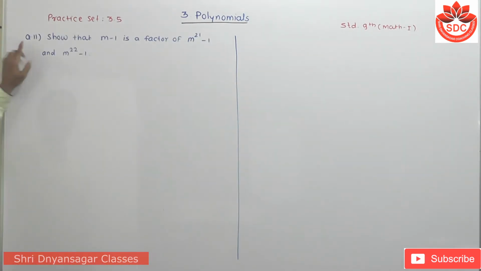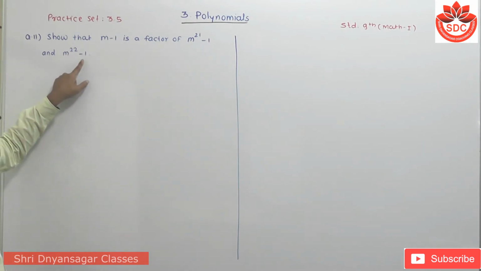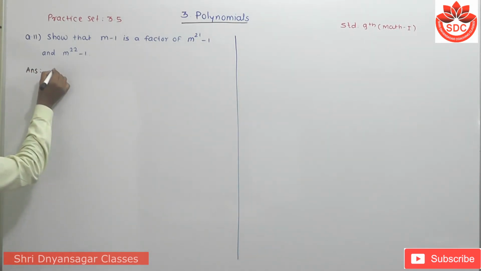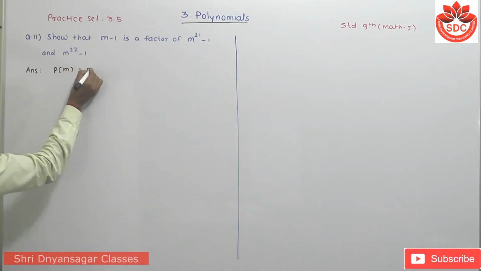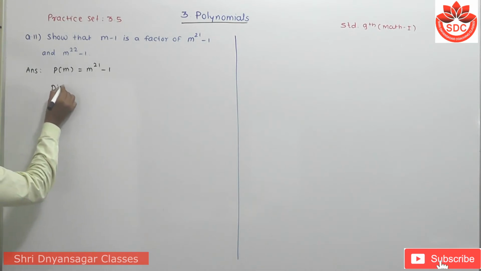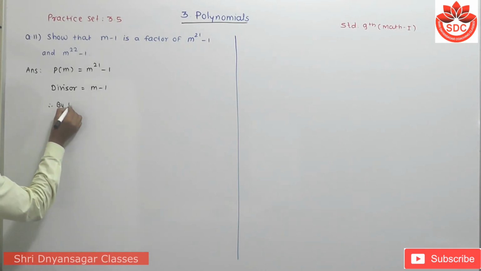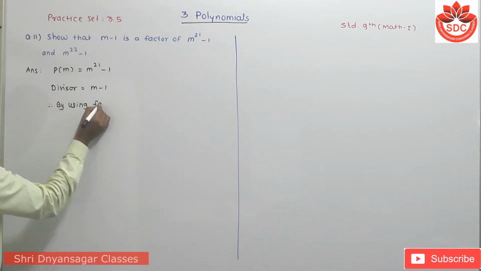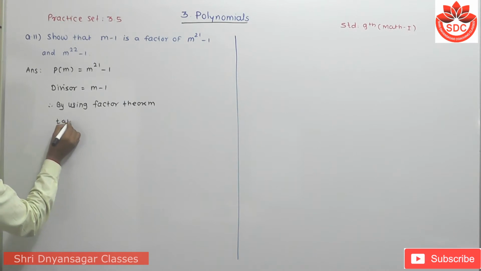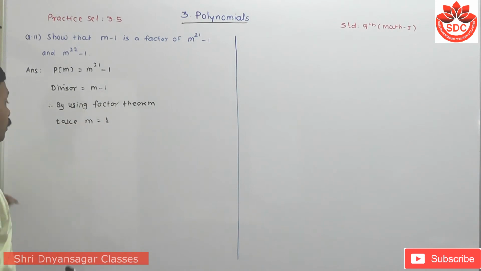Question number 11: Show that m minus 1 is a factor of m raised to 21 minus 1 and m raised to 22 minus 1. For this, the answer is: p of m equals m raised to 21 minus 1. Then the divisor is m minus 1. Therefore, by using the factor theorem, take m equals plus 1, because it is the opposite of minus 1.